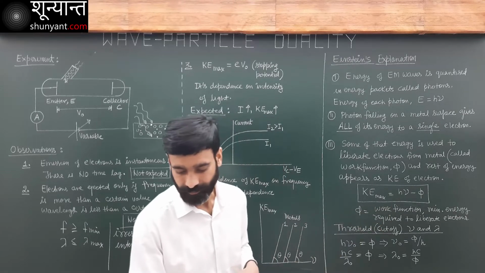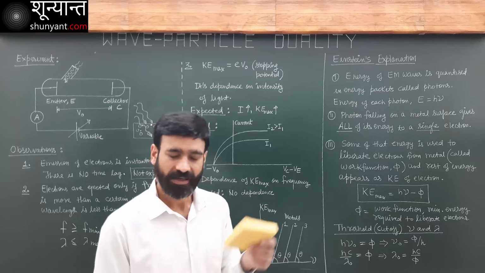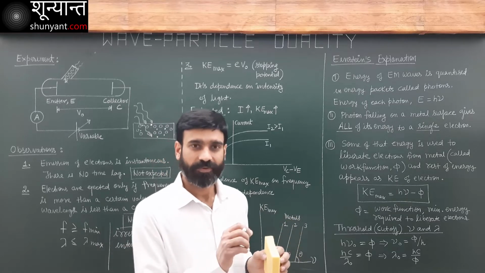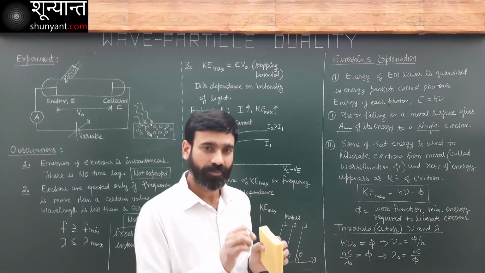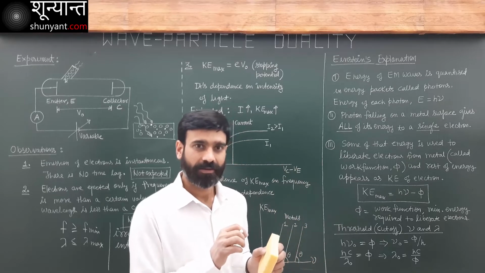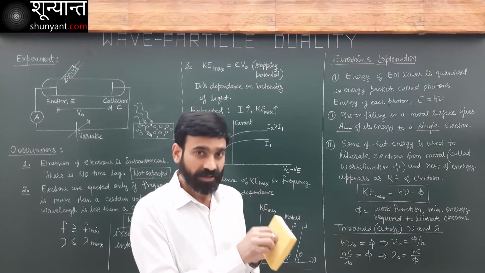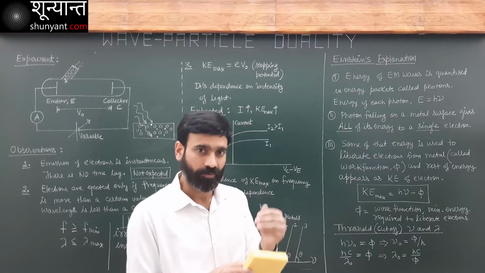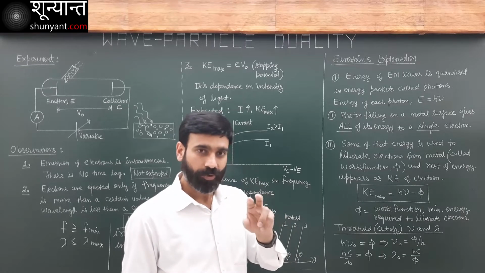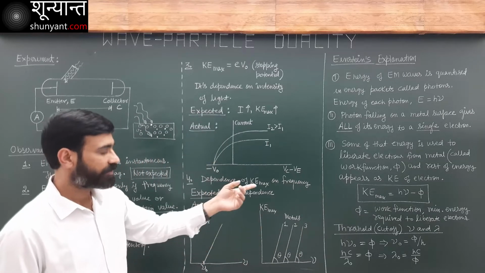Suppose that I have this metal plate, any metal. Let's say that its work function is 2 electron volt. It is the work function of this metal. Then what it means is, I need a minimum of 2 electron volt to just liberate the electron. Then it will come out. Minimum 2 electron volt energy is required. That is known as work function.